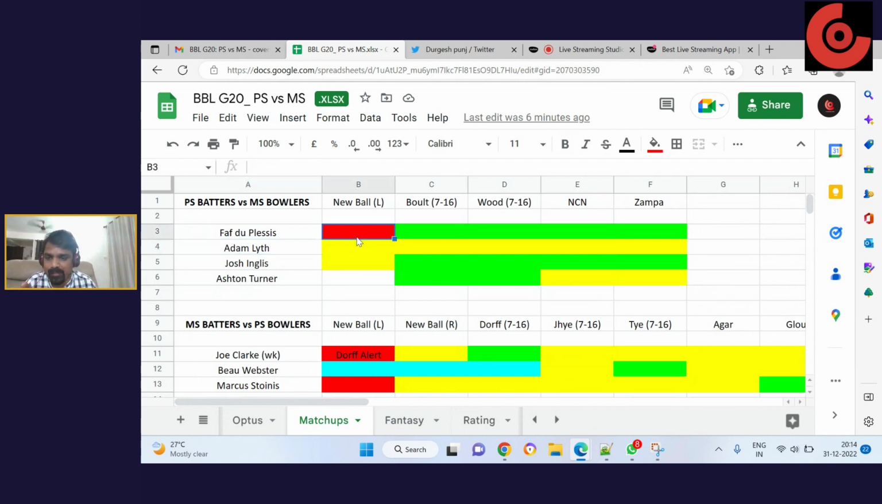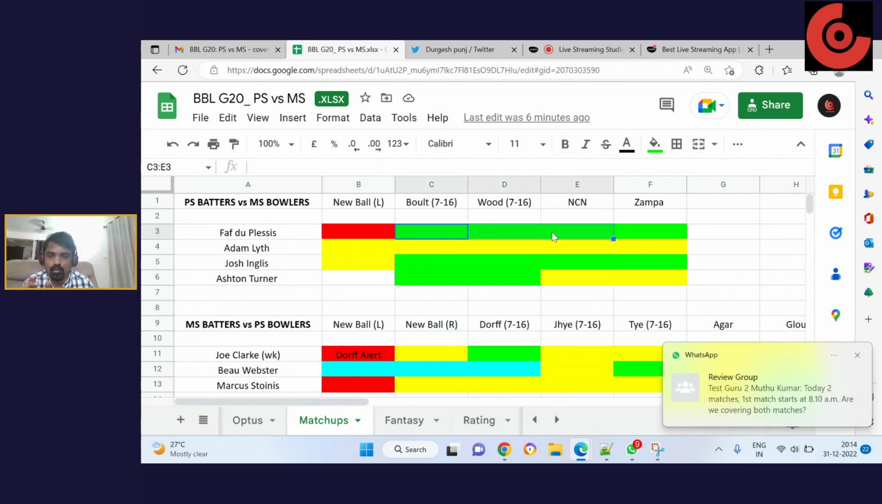So when we have marked it as red, it means the batter is most likely to struggle against new ball left arm pace in this phase. By new ball, what we mean is always overs 1 to 4, and this is bowl 7 to 16, the middle overs.